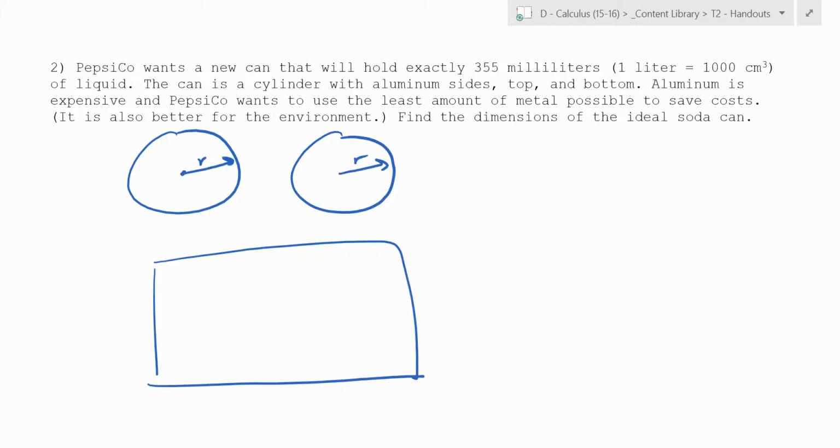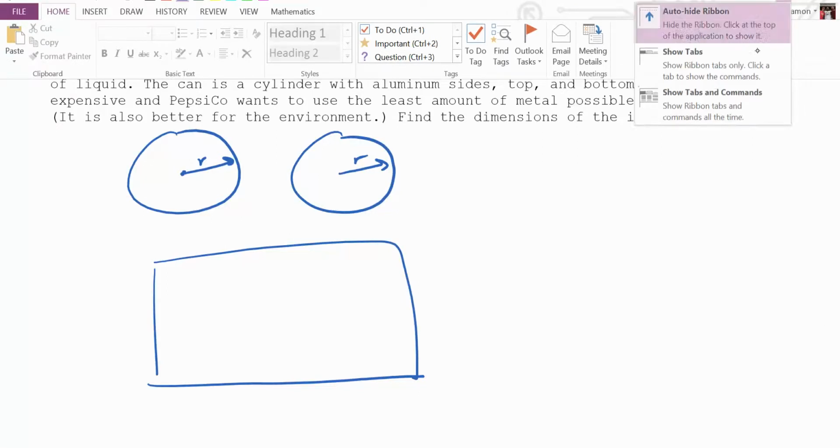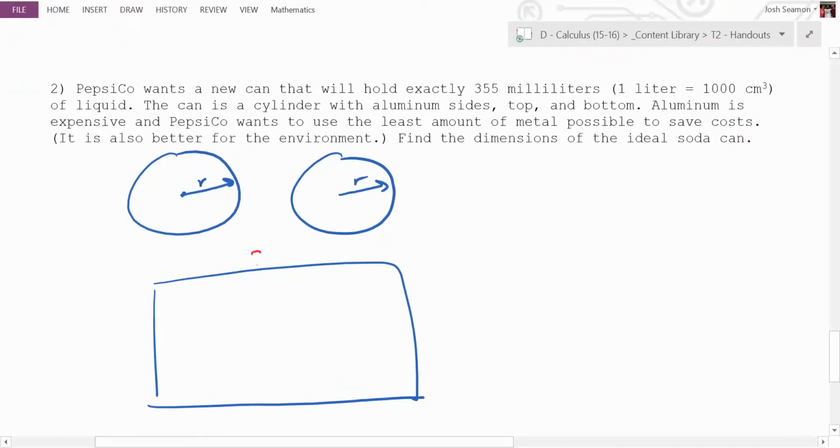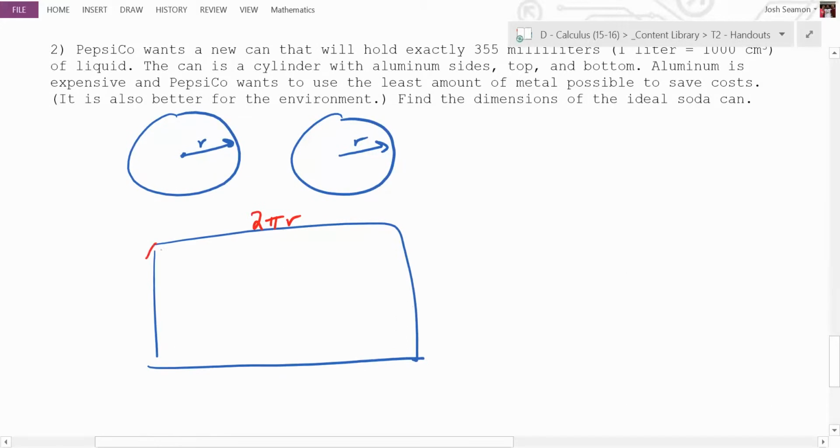So can you tell me what the top length of that is? So it's equal to the circumference. What is the circumference of each of those circles? 2 pi r. So this distance is 2 pi r. And do we have any idea what this side length is? We'll call it the what of the cone. What's that going to be? The height.